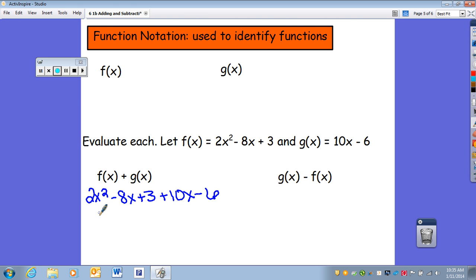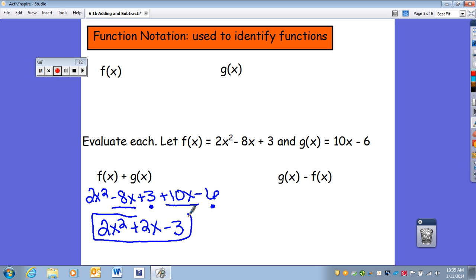First, I'm going to find my largest exponent, which is 2x squared, and there are no others to combine with that. Then my x to the first power, I'm going to combine those together. Negative 8x plus 10x would be 2x. Then my constant terms, I have 3 and negative 6, which is negative 3. I have added my two polynomials together and have written my sum, my final answer, in standard form.